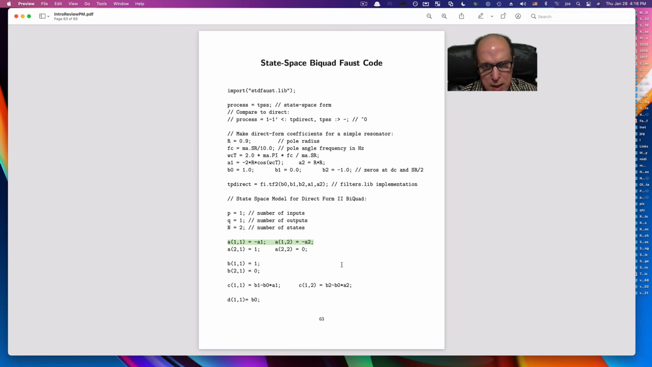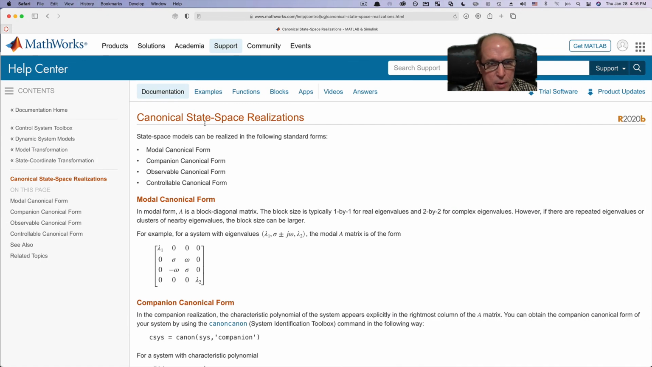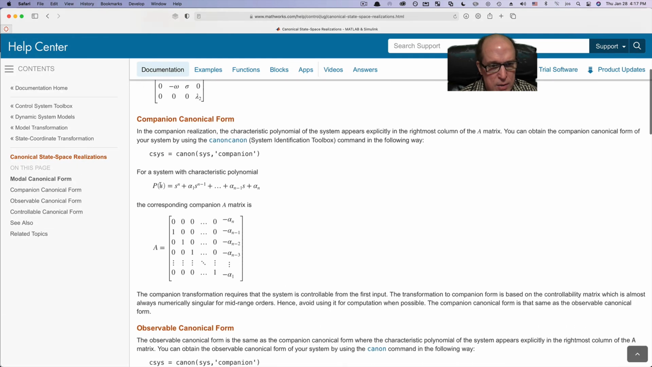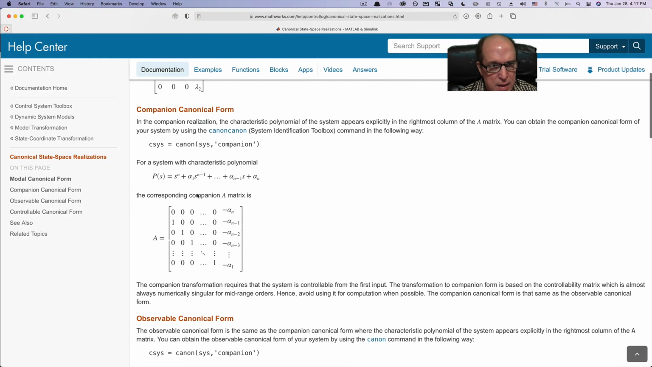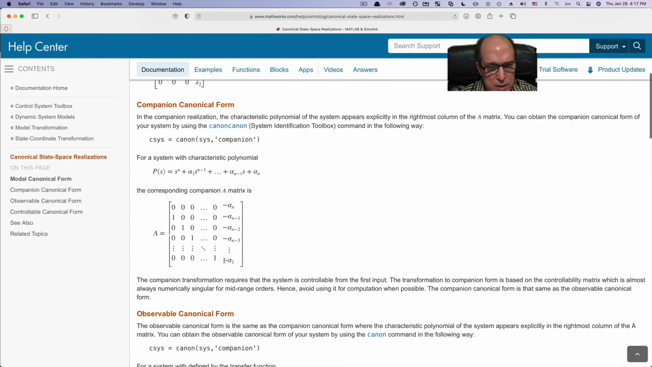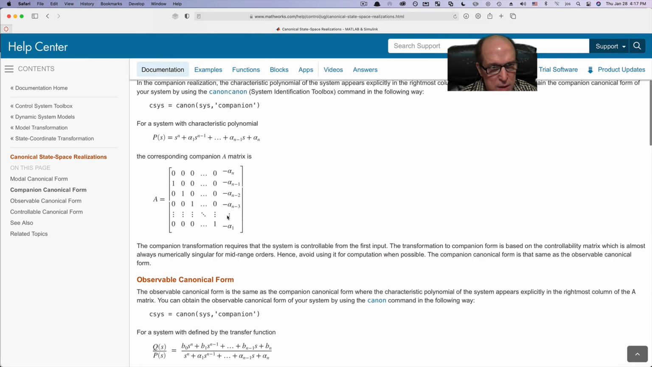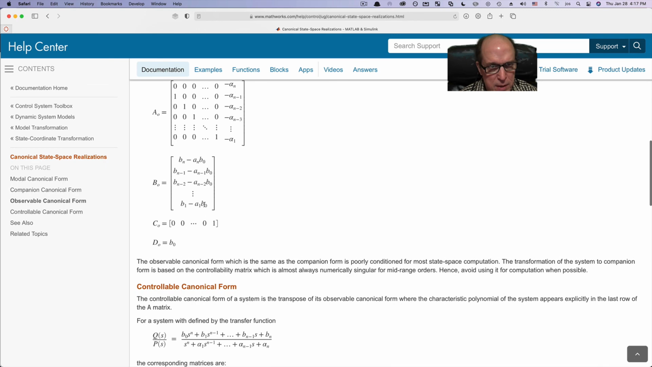And actually, I happen to have a page from MATLAB on canonical state space realizations. It's a good place to look. So there's companion canonical form, observable, controllable. And so, yeah, you can see that companion form has the denominator on the right. The companion matrix is the state transition matrix, the feedback matrix.